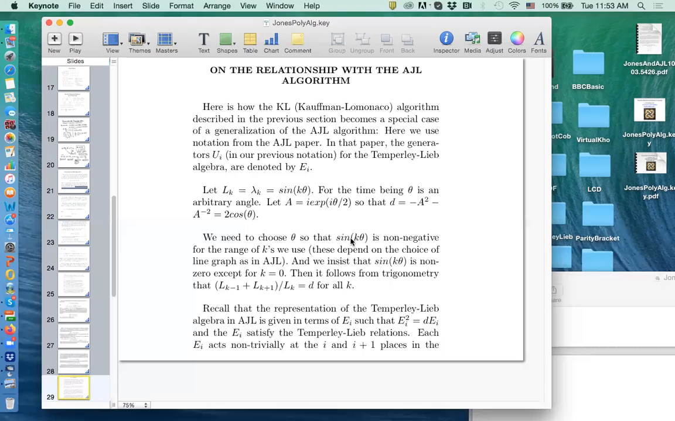No. Okay. This guy here is sine of k minus 1 theta plus sine of k plus 1 theta divided by sine of k theta. You use sine of x plus y equals sine of x cosine y plus cosine x sine y, and turn those each into sine of k theta times something, and add up, and you'll see that it's just equal to 2 cosine theta. Okay?